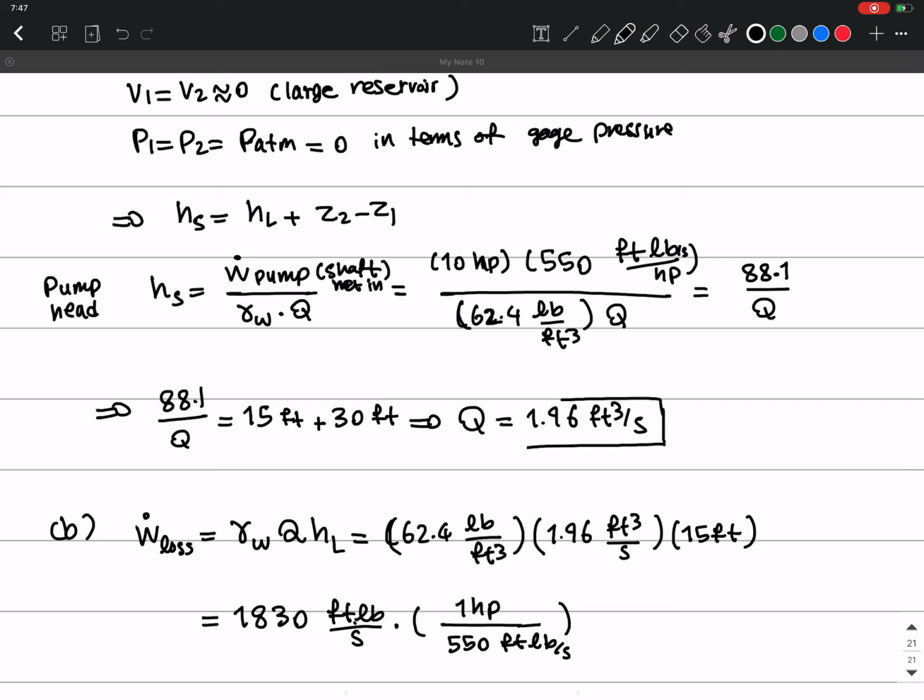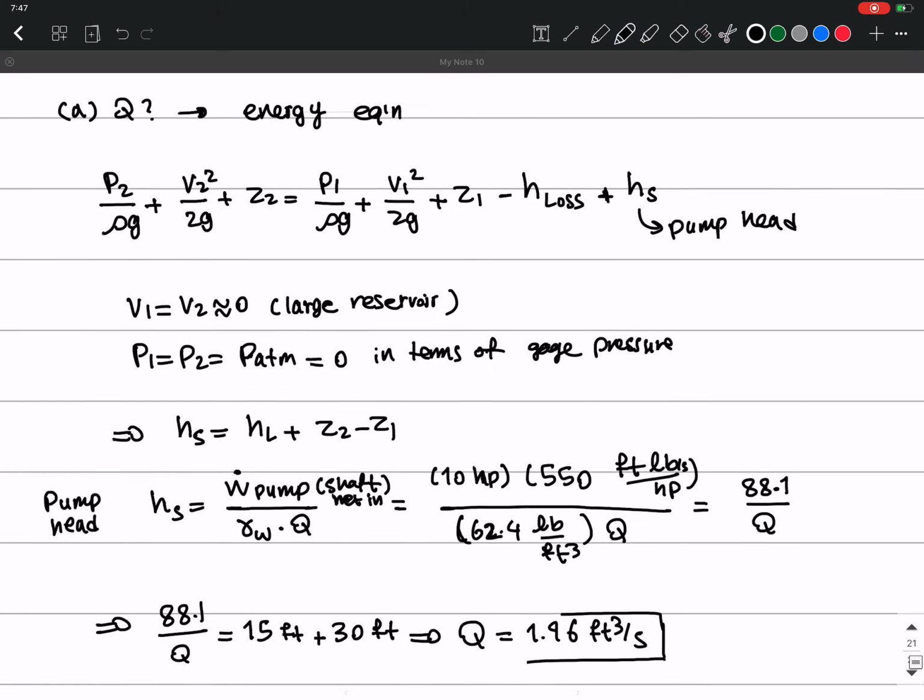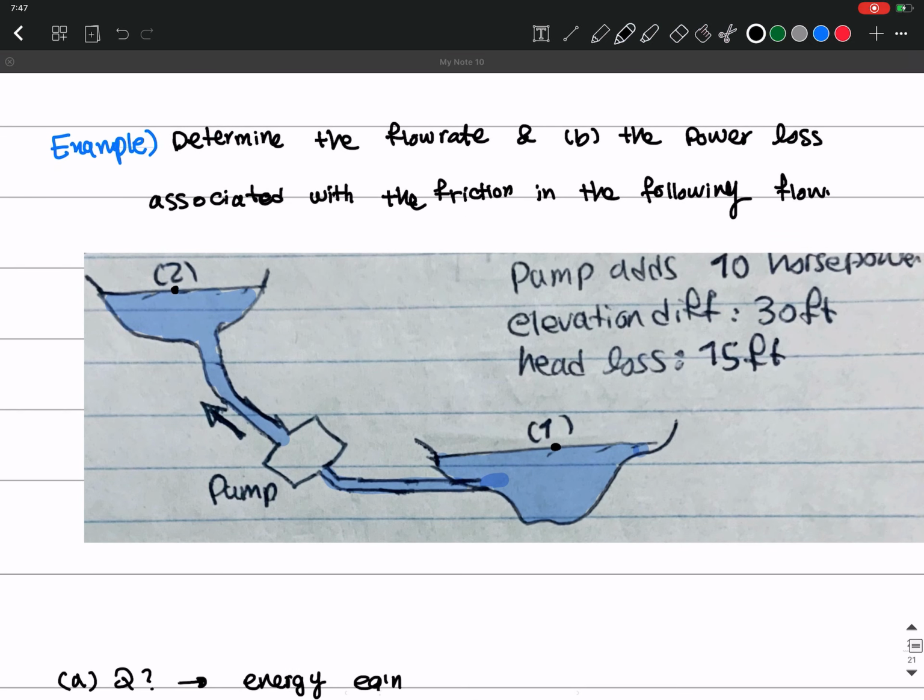So this is going to give us 3.33 horsepower. So 3.33 horsepower of the 10 horsepower was just wasted due to friction in this system.